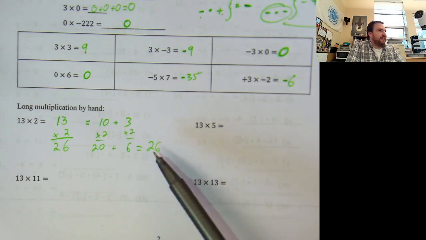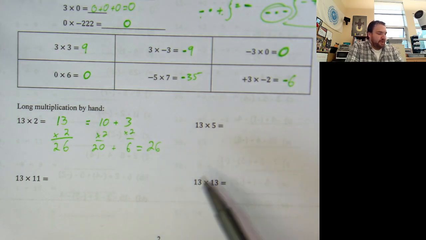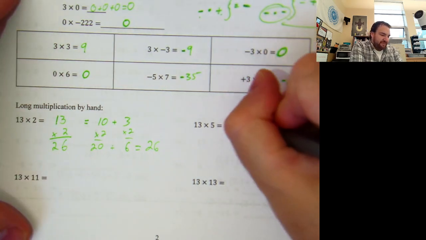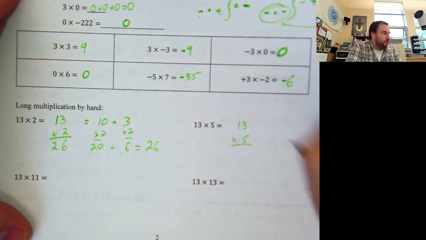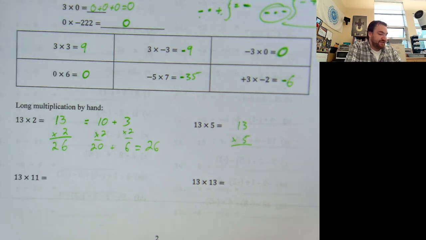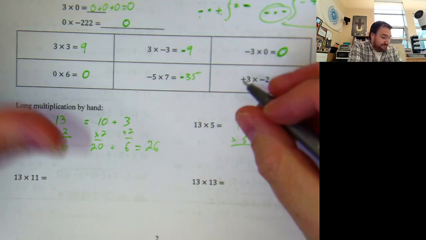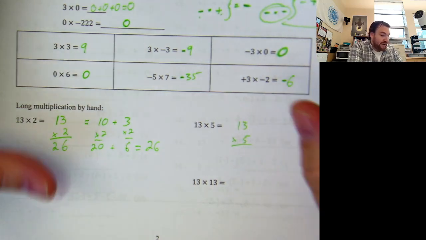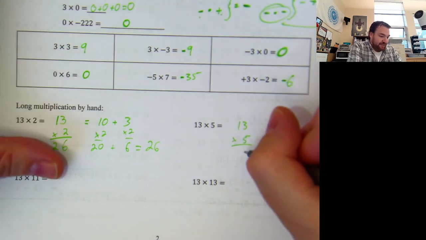That's what longhand multiplication is actually getting you to do. So if I have 13 and 5, 65. You're correct, it is going to be 65. How did you do it? Did you do 5 times 3? Okay, so 5 times 3 is 15.